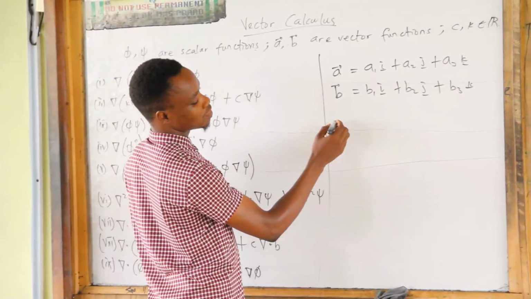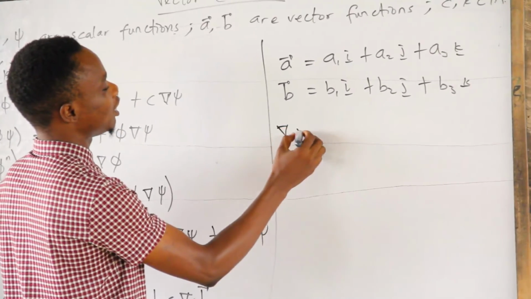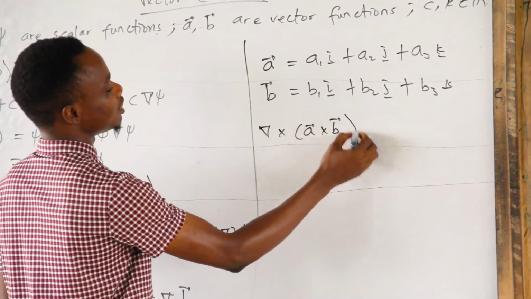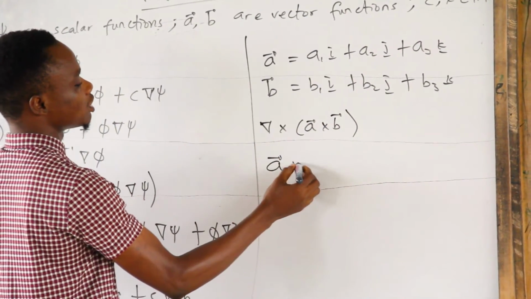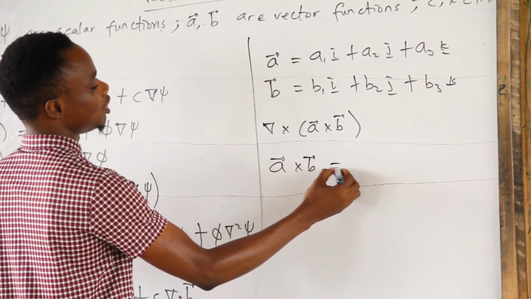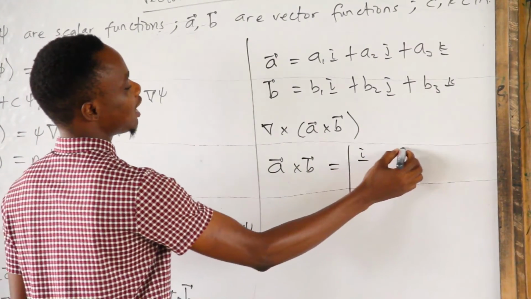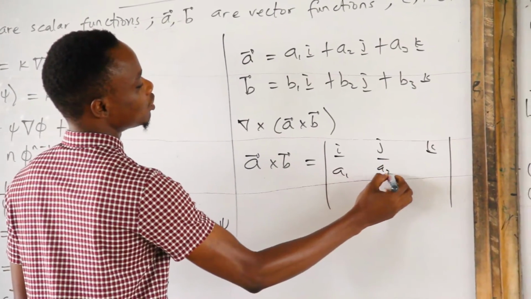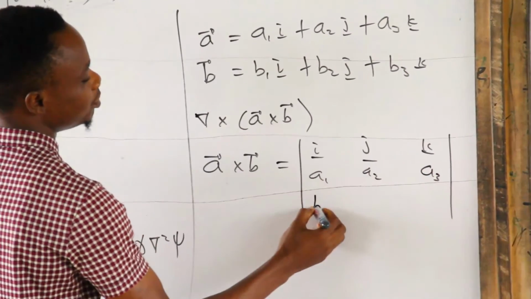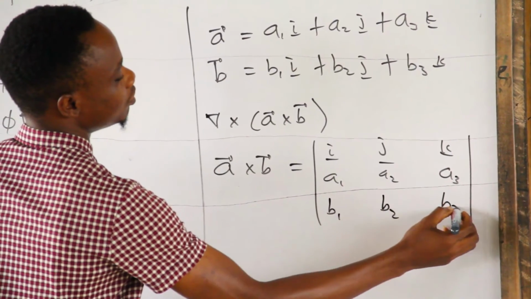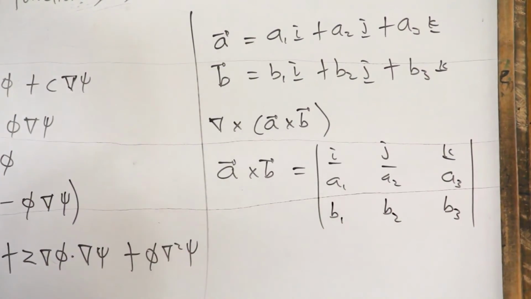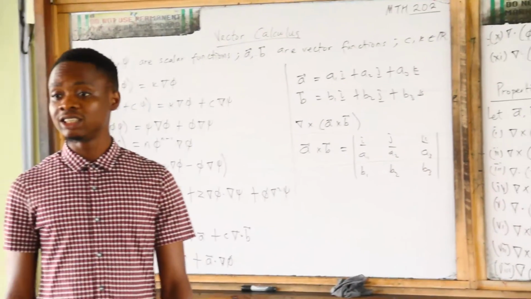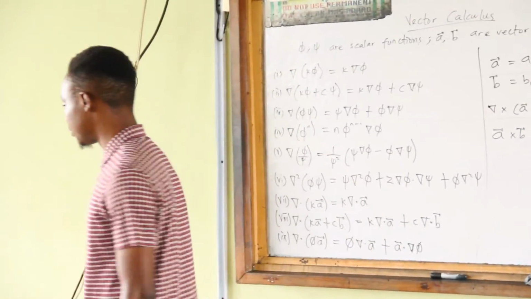So you can do that if you try. It's going to give us nabla cross (A cross B). So what is A cross B? You can obtain A cross B. What is it going to give you? A cross B is going to be something like this: i, j, k, A1, A2, A3, B1, B2, B3. You can complete that.